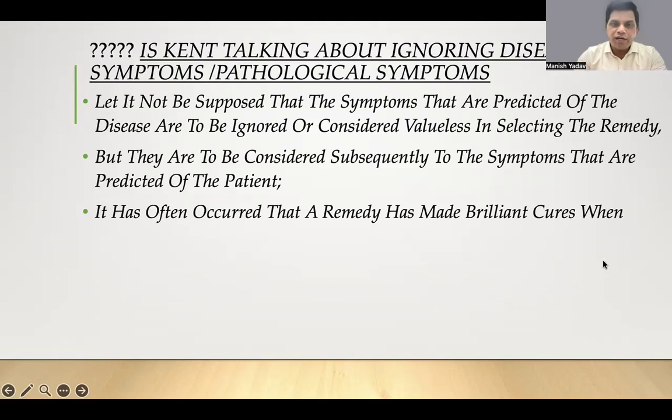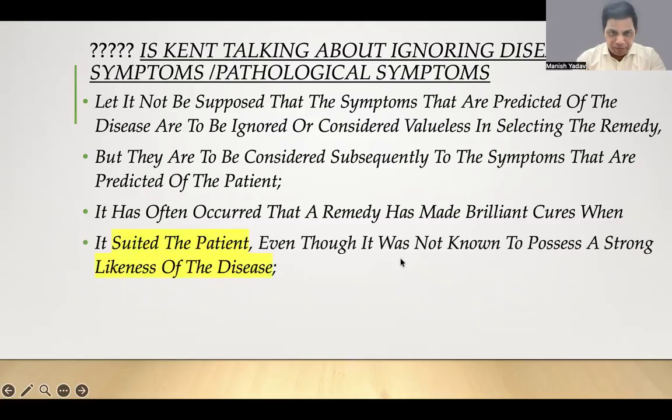It has often occurred that a remedy has made brilliant cures when it suited the patient, even though it was not known to possess a strong likeness of the disease. And then he says one more very important aspect, and people have picked this up. See, now he's saying that disease symptoms should not be ignored. And then he says there are times when the symptoms match the patient. If the disease is not given in the book, still it will work.